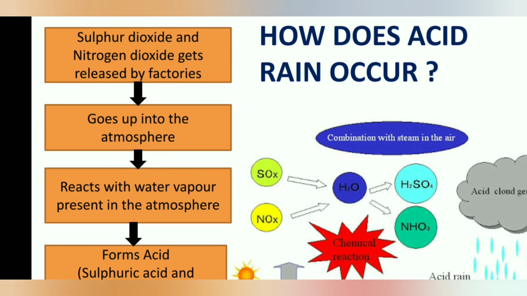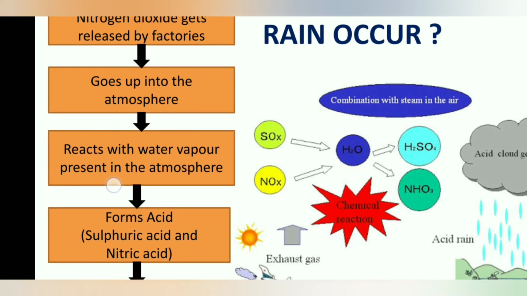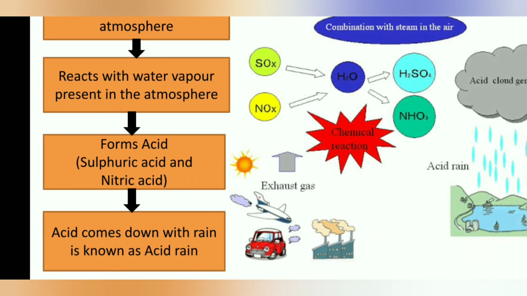So here it is a table. How does acid rain occur? Sulfur dioxide and nitrogen dioxide get released by factories. They go up into the atmosphere. Then in the atmosphere they react with water vapor, and when they come in contact with the water vapor, they get converted into sulfuric acid and nitric acid. Then this acid comes down with rain, known as acid rain.